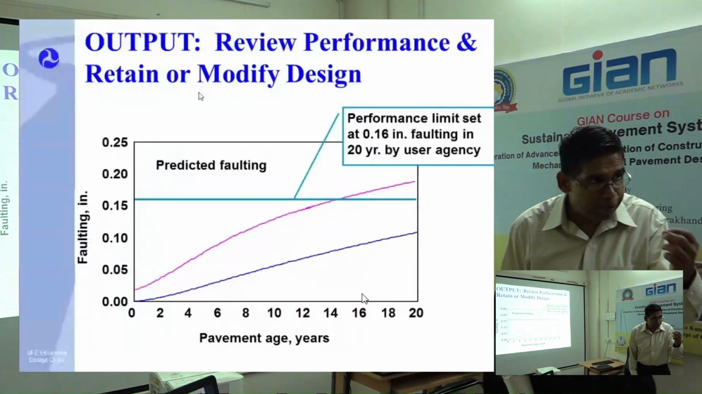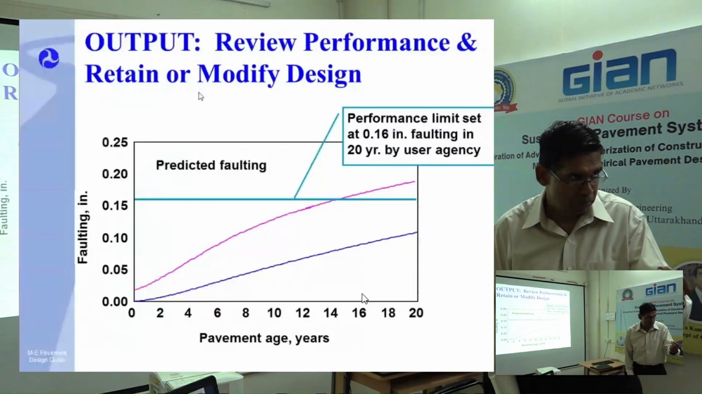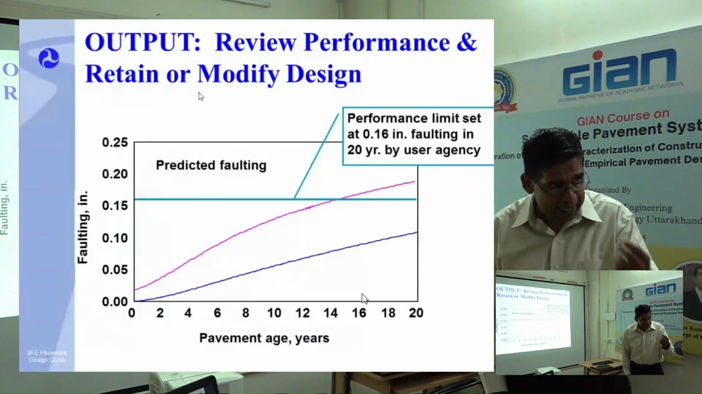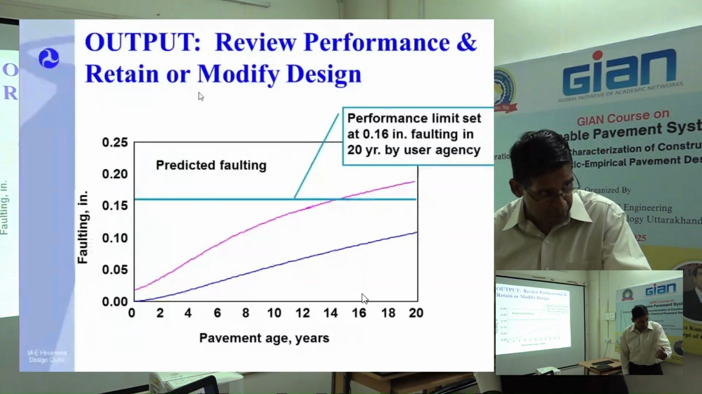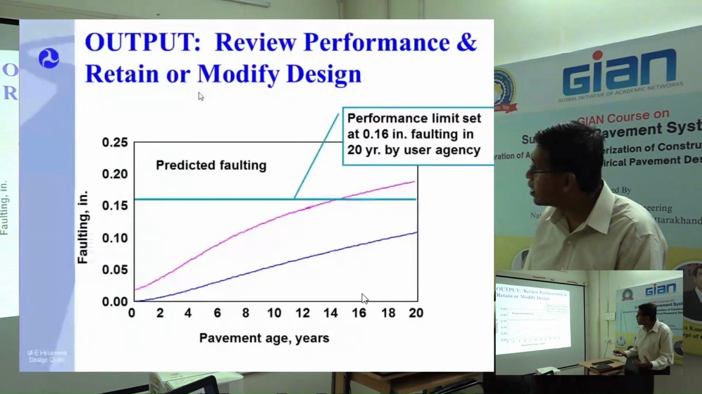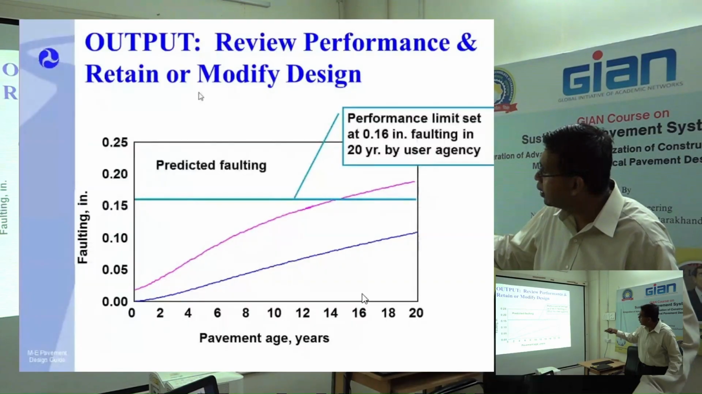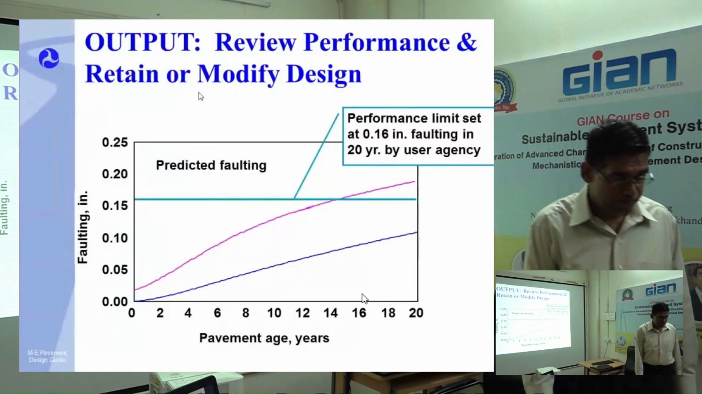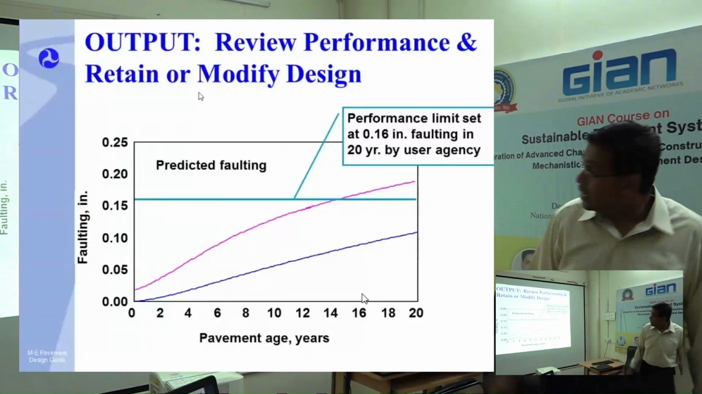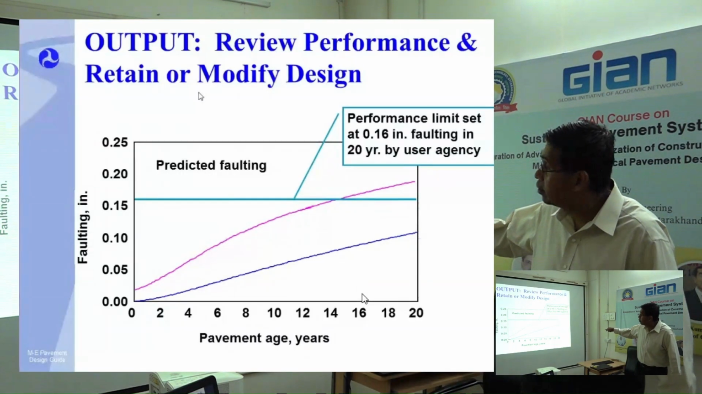I am taking 50% risk. That means if I analyze this data, if I construct this pavement, there is a 50% chance that in 20 years I will not reach this number. Got it. This is 90% risk.